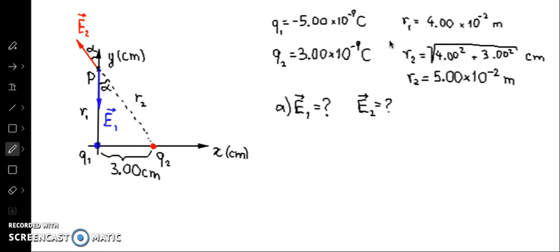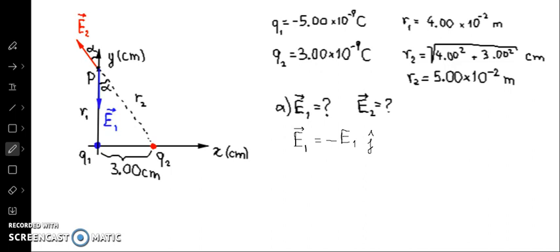As shown in the picture, E1 is a vertical vector. It's pointing towards Q1. Q1 is a negatively charged particle, so the electric field that it's creating is pointing towards itself. Vector E1 is going to be equal to negative E1 j hat. Like so. How do I calculate E1, the magnitude of the electric field?